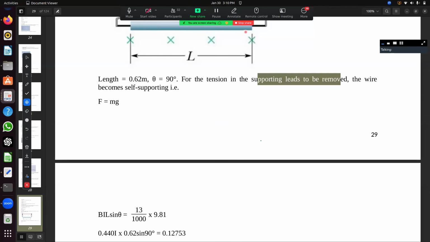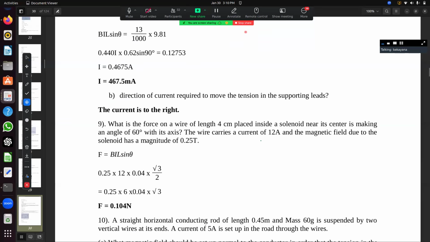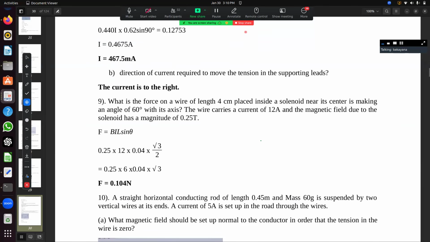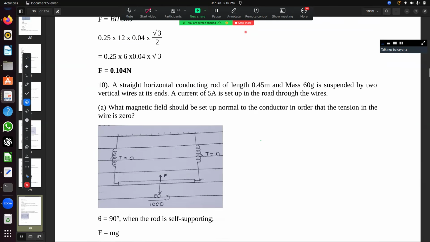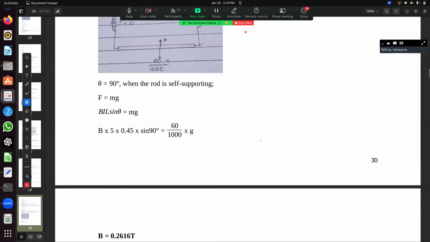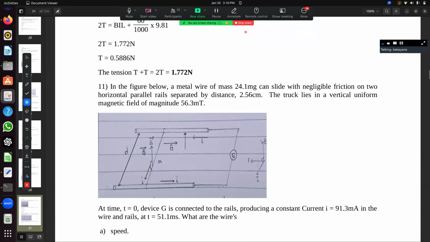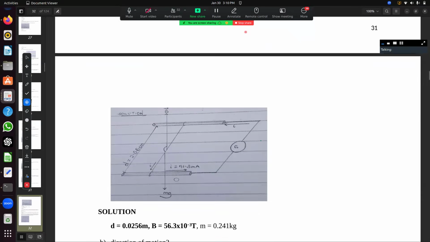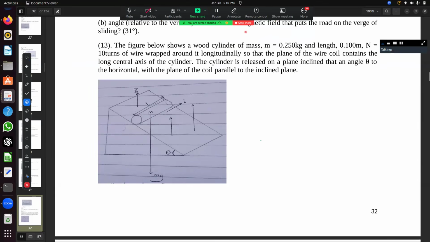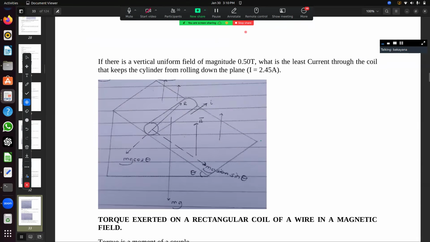Okay, so the current is to the right. All these ones are applications of what we've just seen. They are just very many examples.